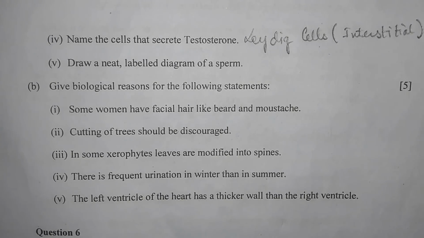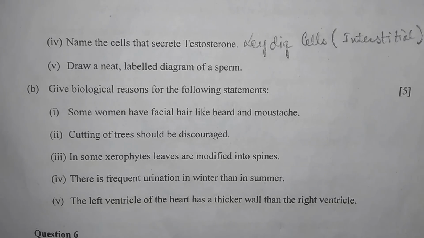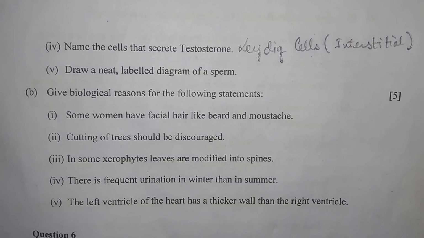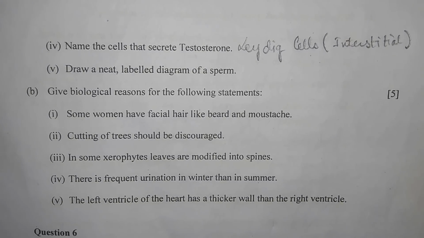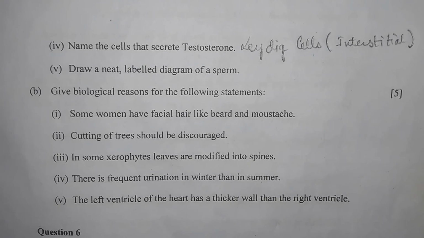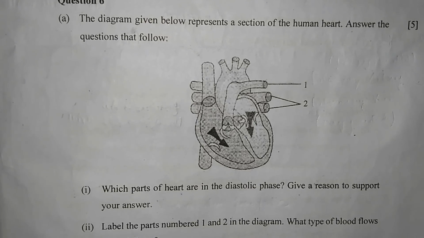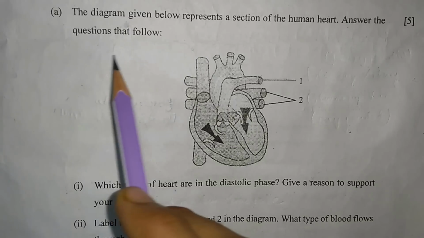Then we have number 5. The left ventricle of the heart has a thicker wall than the right ventricle. Well, the left ventricle has to pump blood all the way around the body, but the right ventricle pumps blood only to the lungs. So pressure of blood is more in the left ventricle, so it has thicker walls. Okay, we move on to question number 6 now. The diagram given below represents a section of the human heart. Answer the questions that follow.